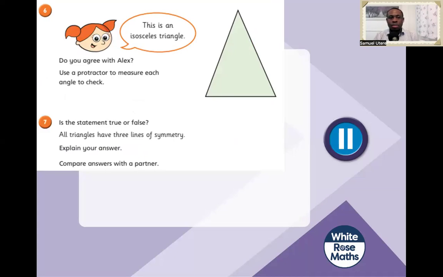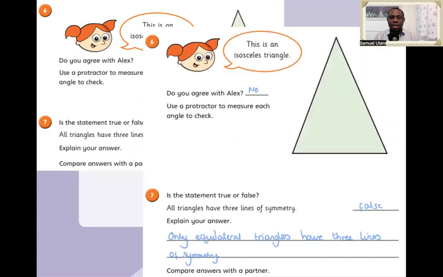Assuming you've paused the video and you've answered questions 6 and 7, here are the answers. Here, she says this is an isosceles triangle. Of course, no. You could have used a protractor to measure each angle to check. If it was an isosceles triangle, the base angles would be equal, and these two sides would be equal.